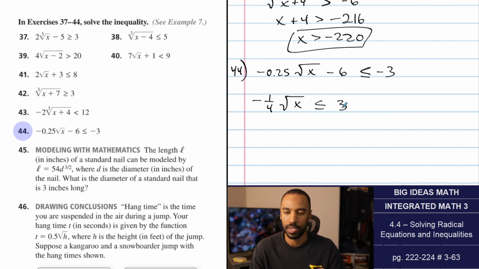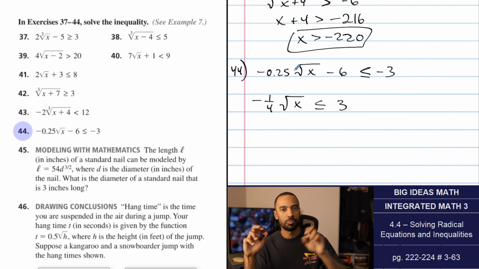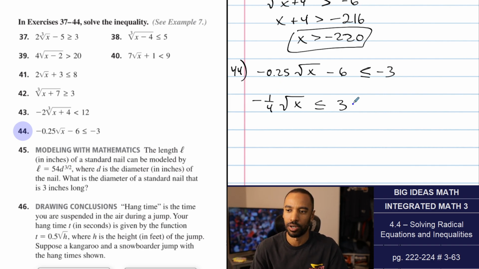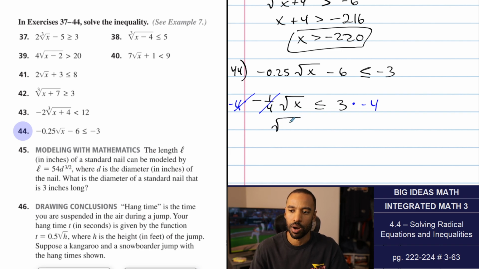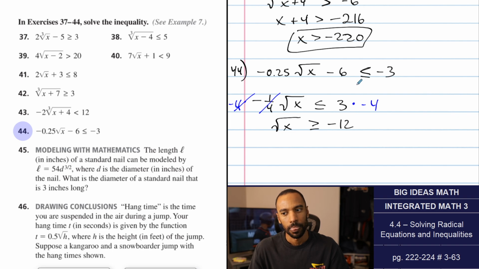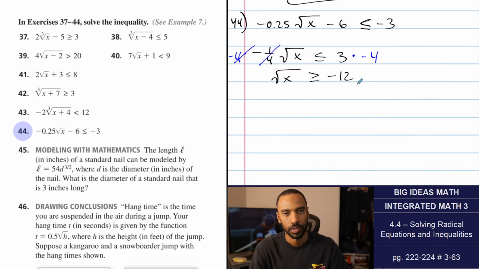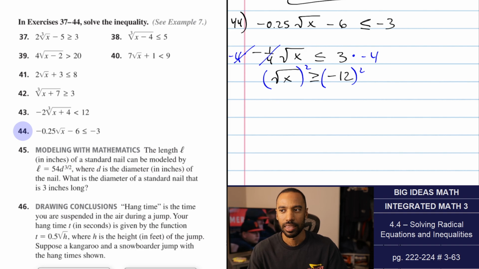Add 6 to both sides, we get 3. And dividing both sides by negative 1/4 is multiplying by negative 4. So multiply by negative 4 here, but the other thing to be careful about, of course, is the inequality flips. So the square root of x is greater than or equal to negative 12. Now, you might say in this situation, you square both sides. You square both sides. And this will say x is greater than or equal to 144.